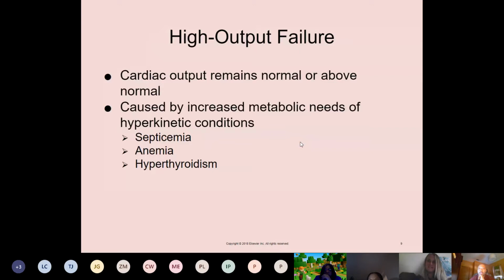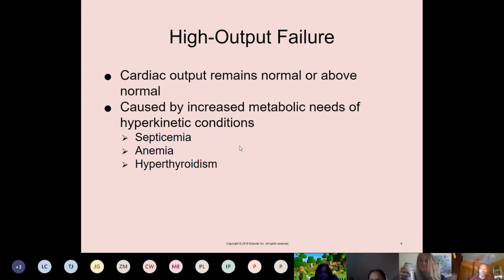A rare occurrence, high output failure, because these conditions actually cause the heart rate to increase a lot. And so when the heart beats really fast, it's trying to increase the cardiac output. But if it's beating too fast, that means it's in systole a lot and not in diastole as much as it should be. And therefore, if it's not in diastole as much, then you're not filling up your ventricles. If you're not filling up your ventricles, your cardiac output is going to be poor.